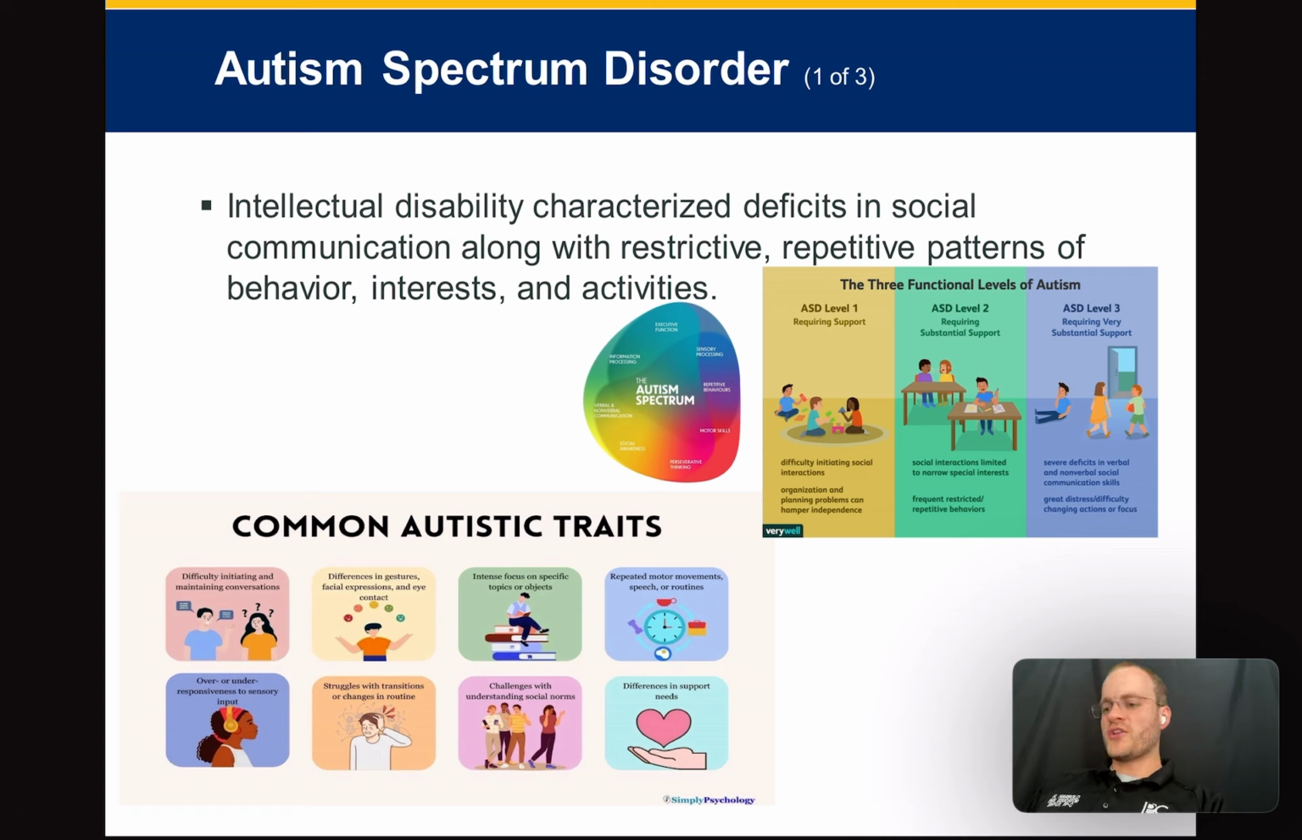So we start off with this disorder called autism spectrum disorder. It's important to know that autism is on a spectrum, but it's not a linear spectrum. It's more circular. It's not like you have it really mild versus really severe. We can do that, and that's what this picture is talking about, but that's really not how the diagnosis of autism is made. It's not on a line. It's more all-encompassing, like a circuit. I'll read you this definition. Autism spectrum disorder is an intellectual disability characterized by deficits in social communication, along with restrictive, repetitive patterns of behavior, interests, and activities. Maybe you've heard of Asperger's syndrome or someone with just straight up autism.